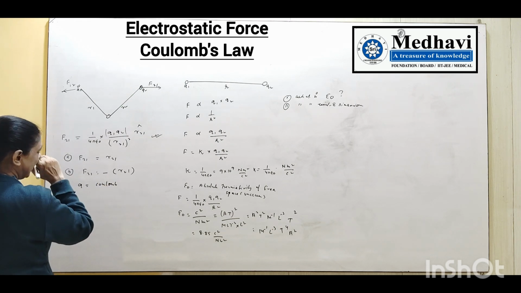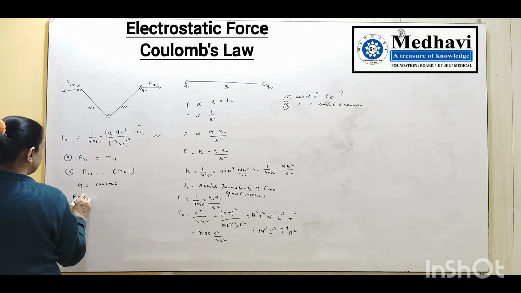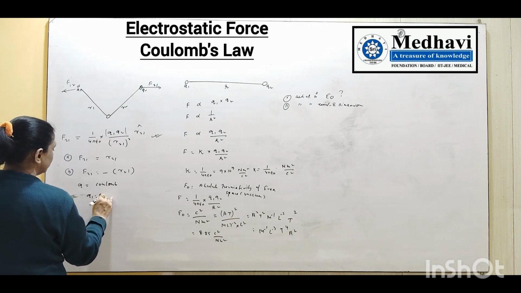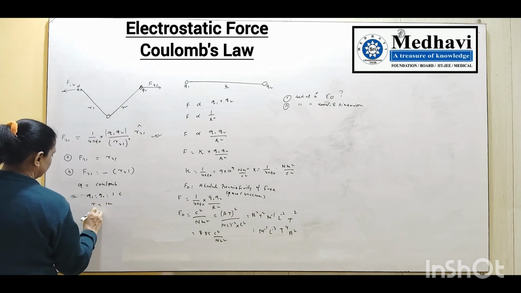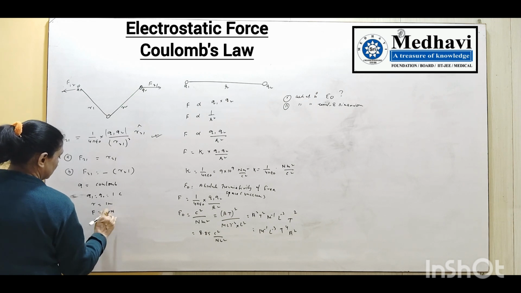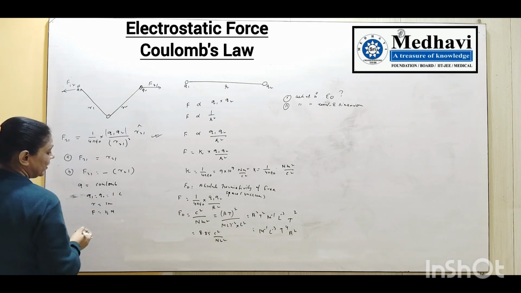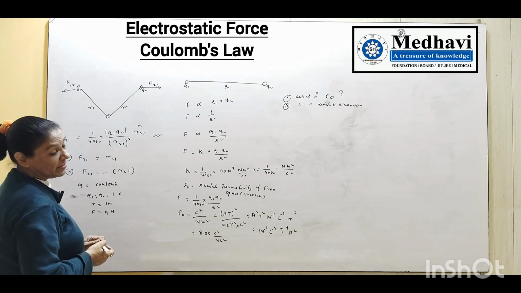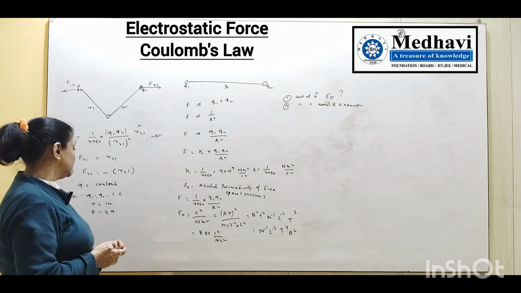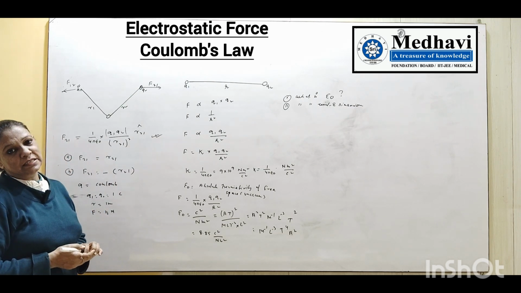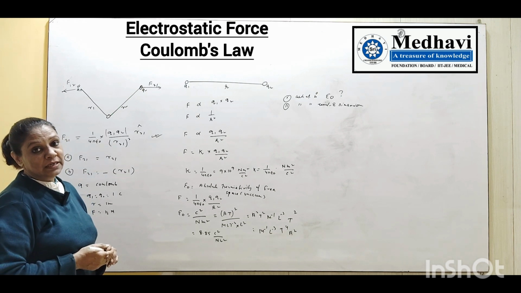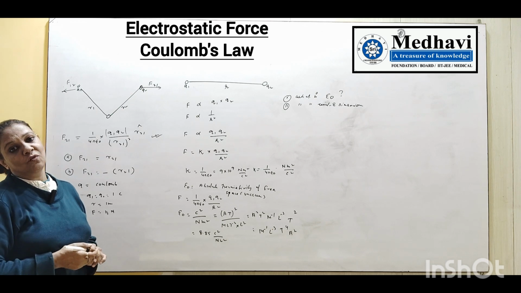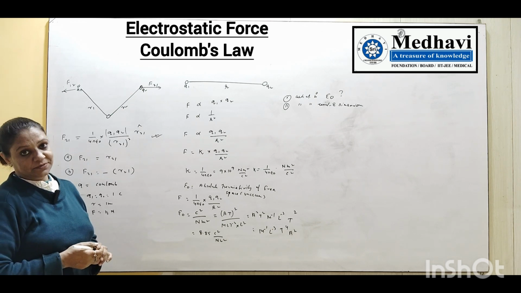So if we write this, suppose we take Q1 equal to Q2 equal to 1 Coulomb and our distance is 1 meter, then force will be 1 Newton. So how will we define 1 Coulomb? Very, very important. 1 Coulomb is the charge which, when kept at a distance of 1 meter from another charge of the same magnitude, will experience a force of 1 Newton.